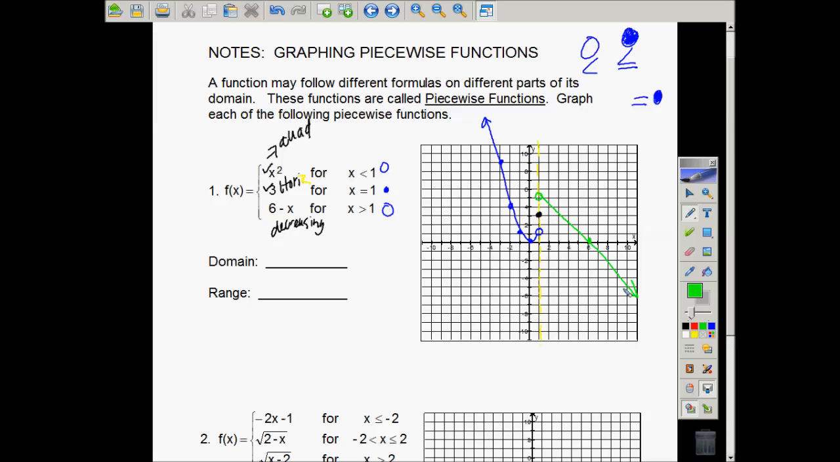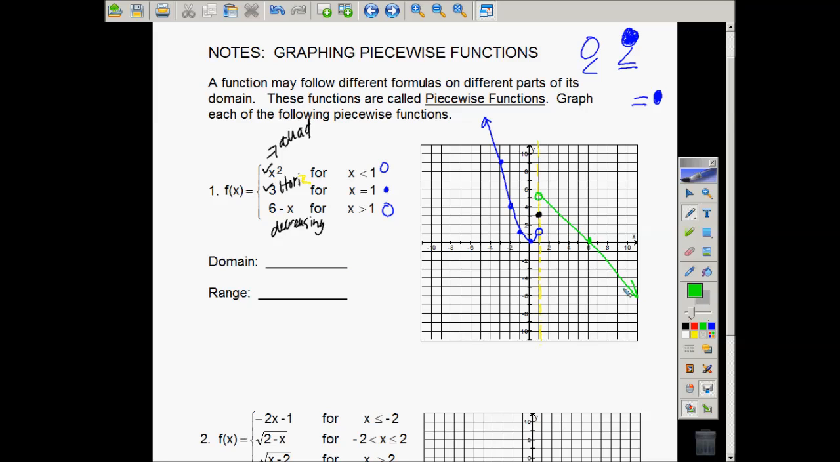And then it just goes down like a regular function? Then it goes down like a regular function because I could just do my slope, right? I could go down and to the right, down and to the right, down and to the right, down and to the right. So it's just a linear function.